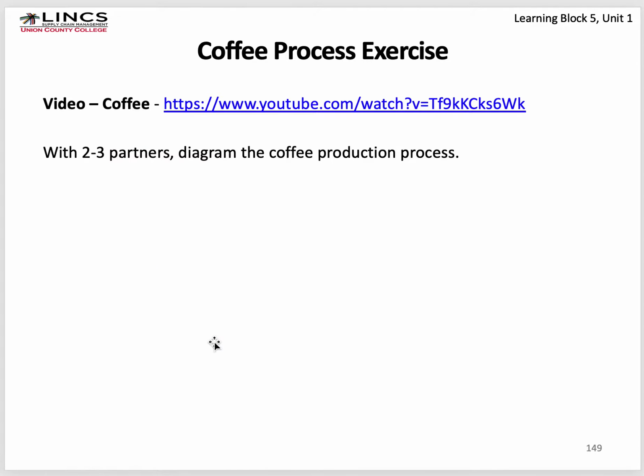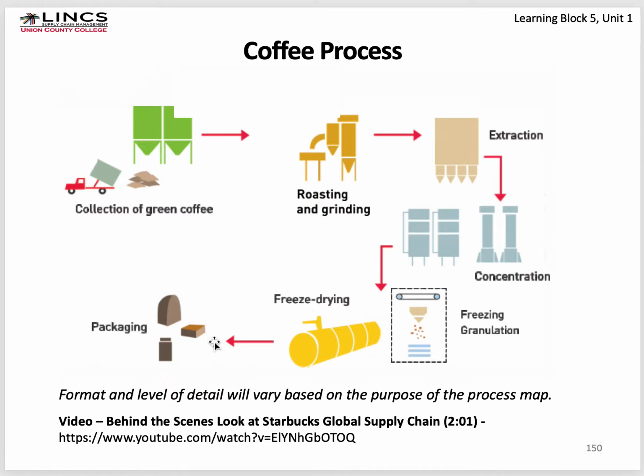All right, so here's a coffee process exercise. Click on YouTube, watch it. I would say with 2-3 partners, diagram the coffee production process. Just look at it yourself and get a feel for how coffee is made. All right, so we'll not only look at it, but we'll talk to you. You collect a collection of green coffee.